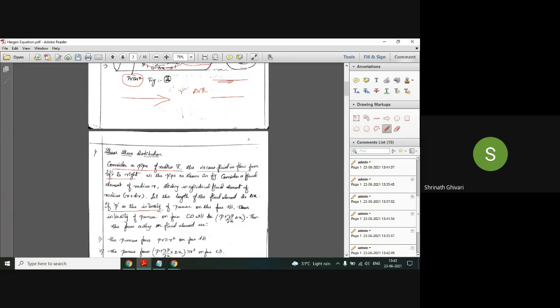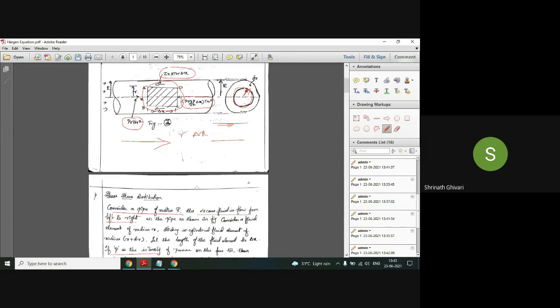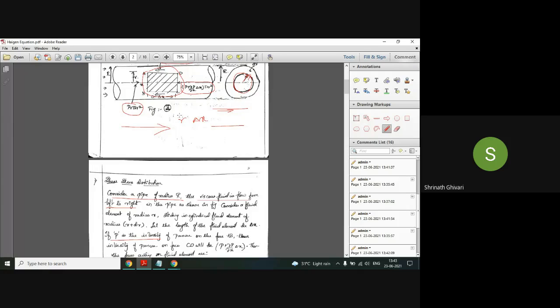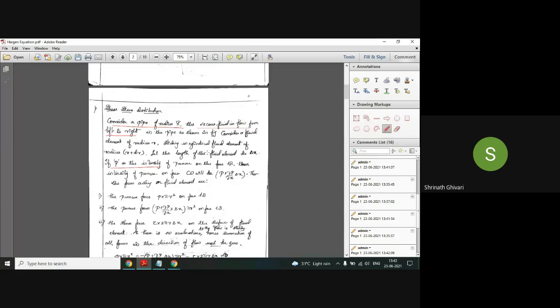If P is the intensity of pressure on face AB, then the intensity of pressure on face CD will be P plus ∂P/∂x into delta x. What will be the forces acting on the fluid element?